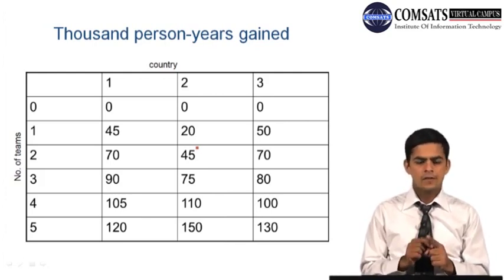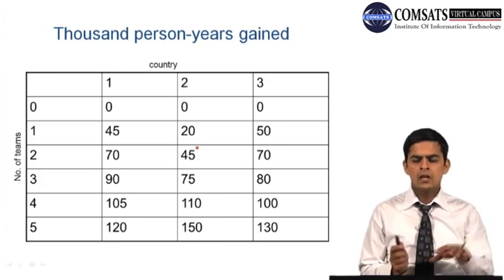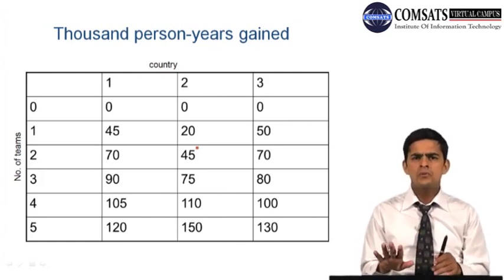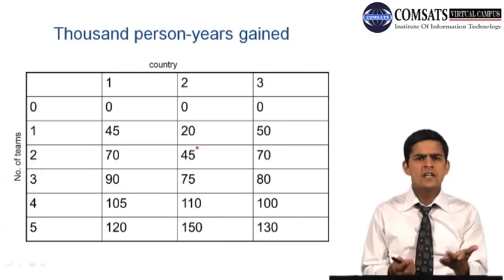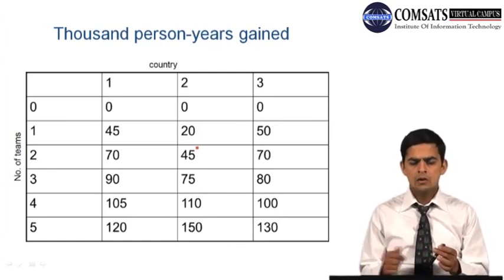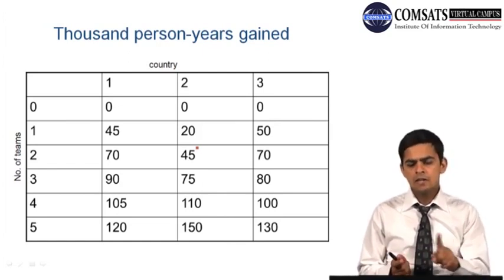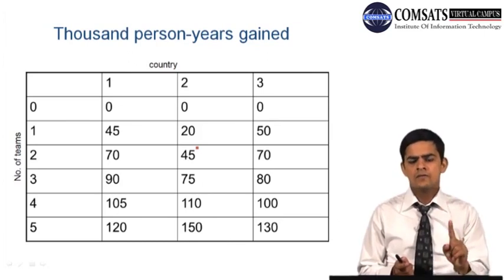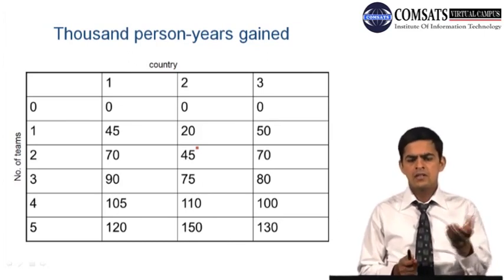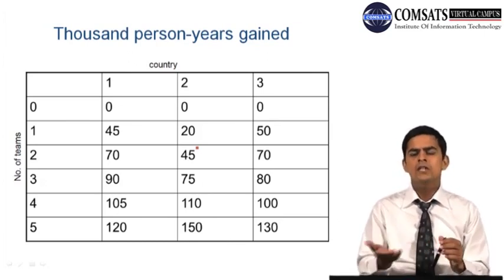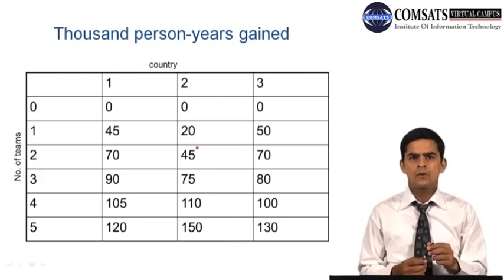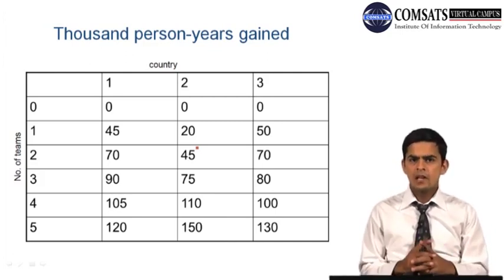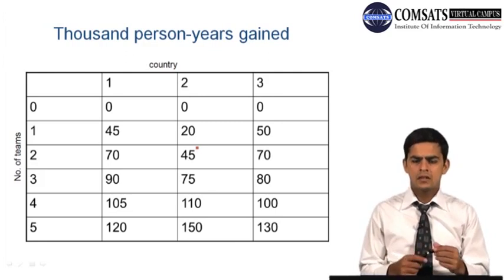Country 3, 130 lives. So before you were thinking you should not send anyone to country 2 because they will only save 20 lives. But now you are saying, if you send all of them to country 2, they will save 150 lives, let's say. Or these are in thousands, right? So 150,000 lives. Okay? So now you have a decision to make, right?